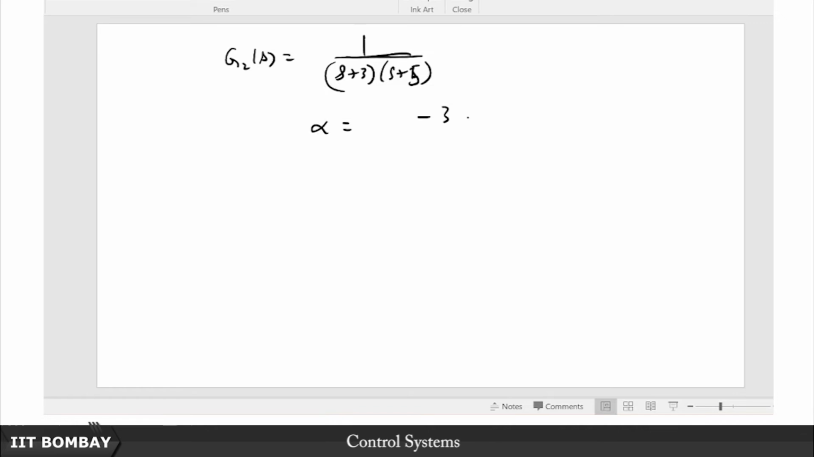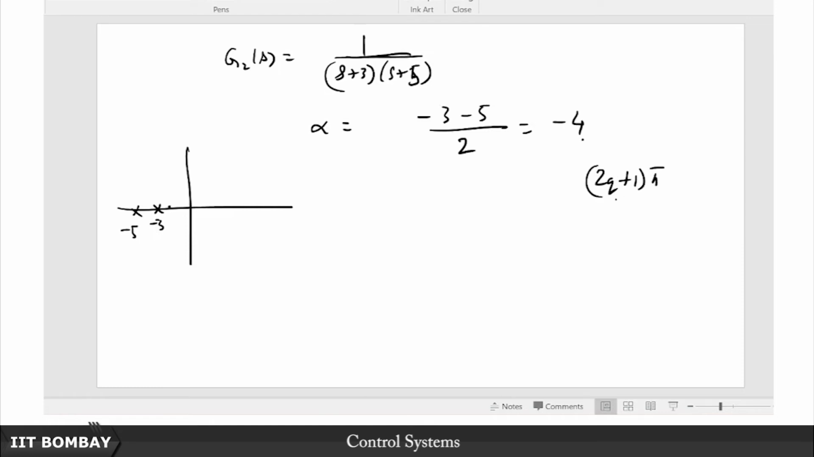Alpha is going to be minus 3 minus 5 upon 2, because the number of poles is 2, number of zeros is none. So it's 2 minus 0, which is 2. So this is going to be minus 4, right? So let me draw this rough sketch. So this is my pole-zero map, because there are no zeros. So this is minus 3, this is minus 5. And what is the direction of this? So it's (2q plus 1) pi upon 2. So I know that it's pi by 2 and 3 pi by 2.